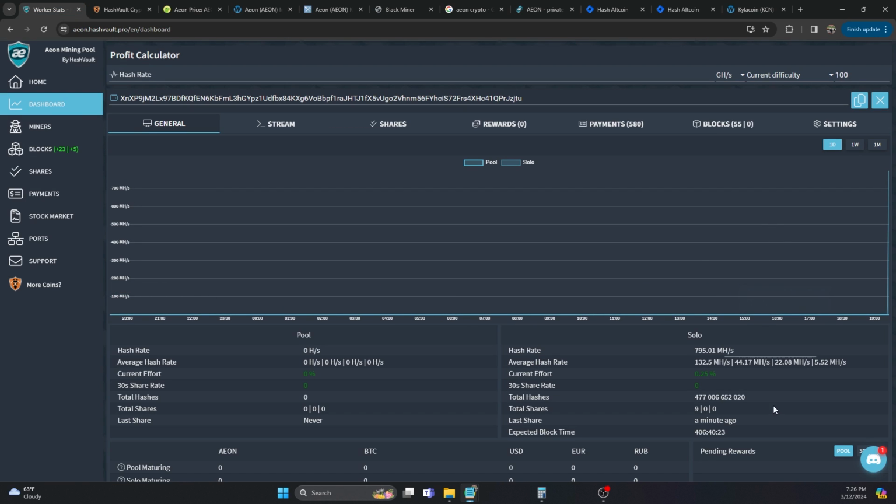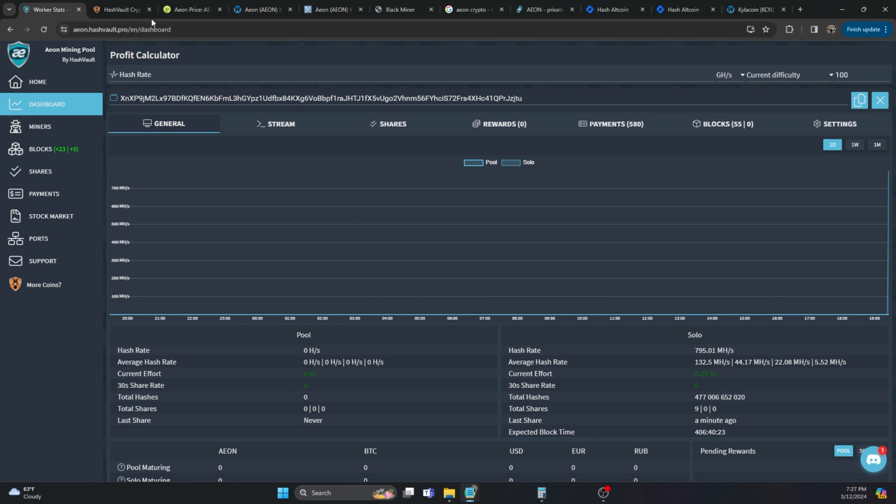Let's hop back on over. We can see it is still ramping up. Our current effort is 0.25%, and what we're expecting here is probably a block every 14 hours or so. So hopefully in the next day or two, we do hit a block.